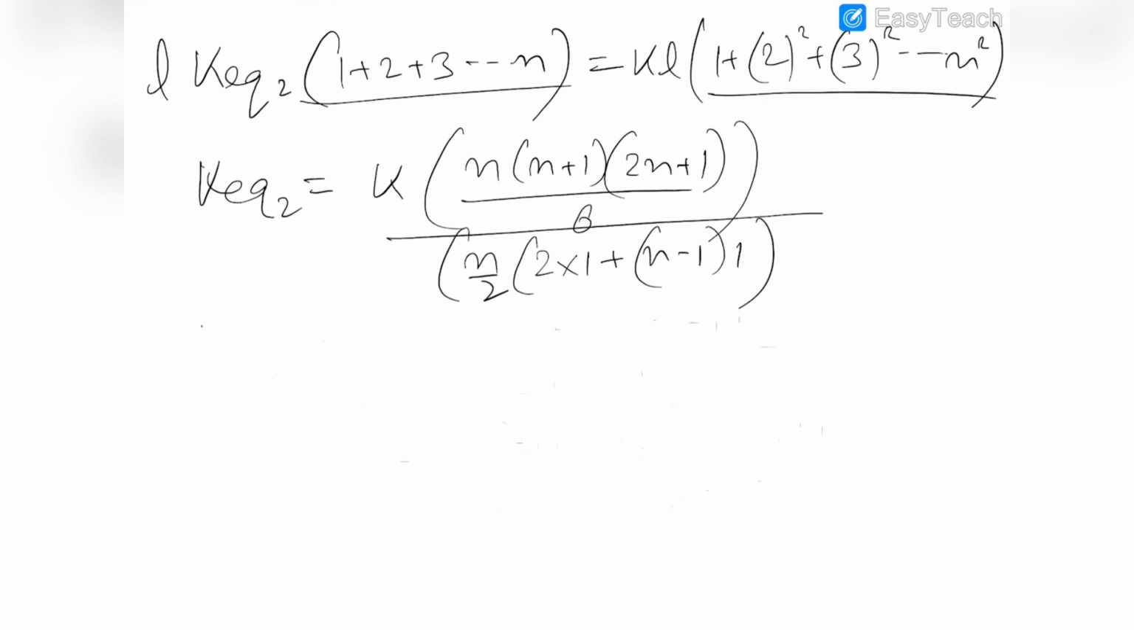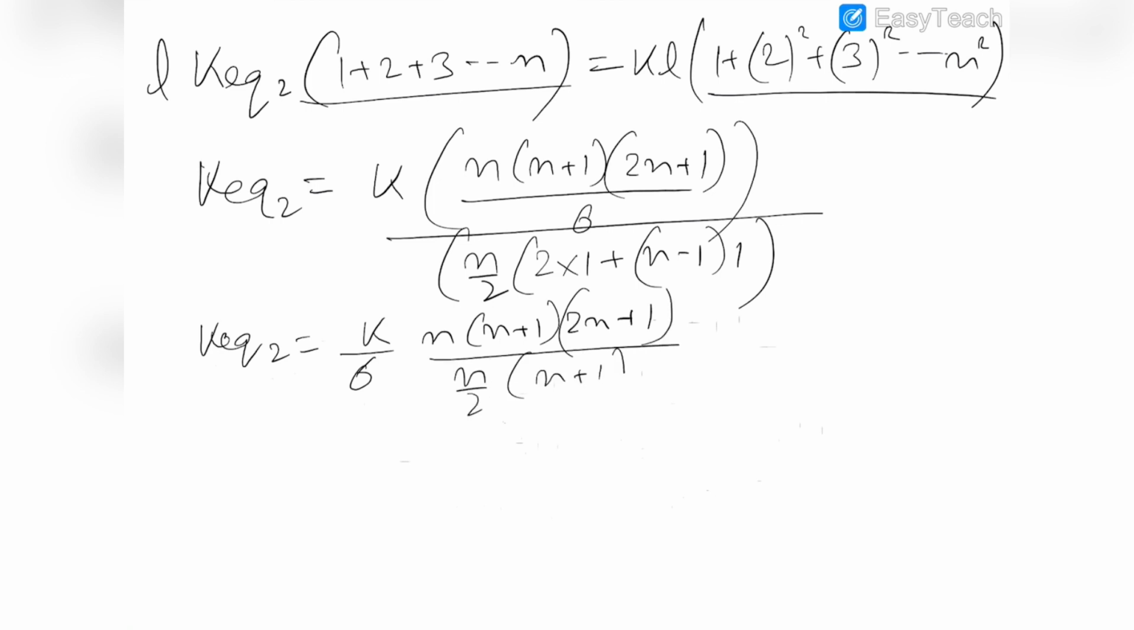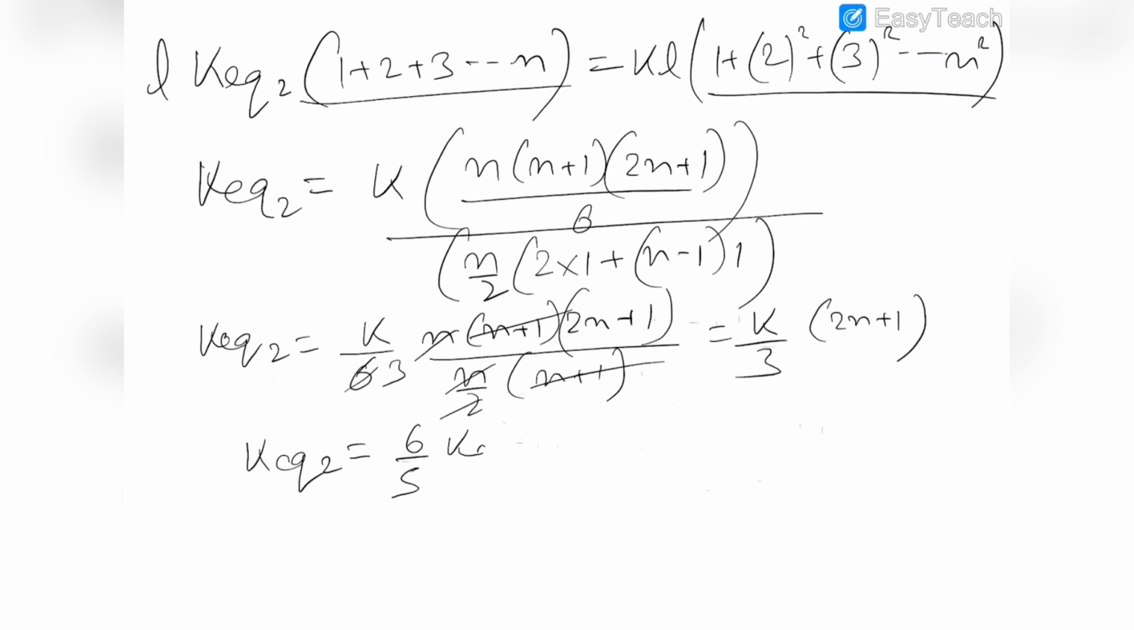Now K equivalent 2 will be equal to K by 6 into n plus 1 into 2n plus 1 divided by n by 2 into n plus 1. So cancelling n with n plus 1 with n plus 1, this is 3. So it is equal to K by 3 into 2n plus 1. And it is also given that K equivalent 2 is 20% greater than K equivalent 1. So K equivalent 2 will be equal to K equivalent 1 into 6 by 5, because this is 20% greater.